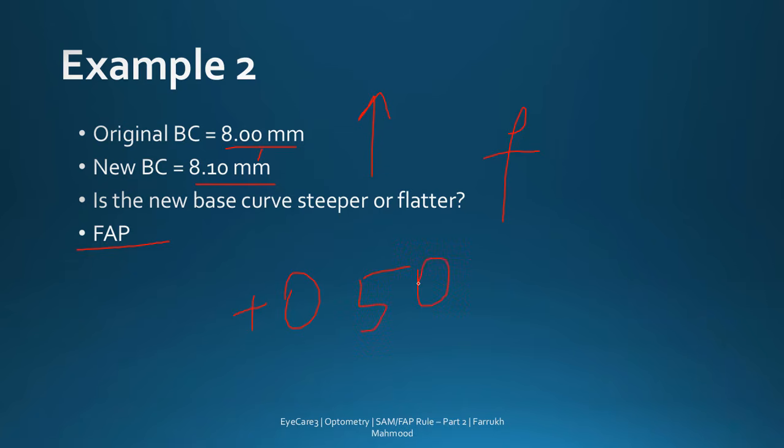If we take the same power of the contact lens as we took in the previous example, that is minus 4, when we add plus 0.5, it will become minus 3.50. So in this case you will observe that the power of contact lens is decreased. So by increasing the base curve, the power of the contact lens decreases.